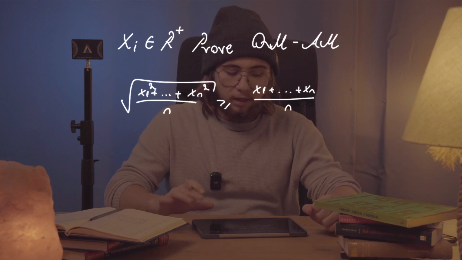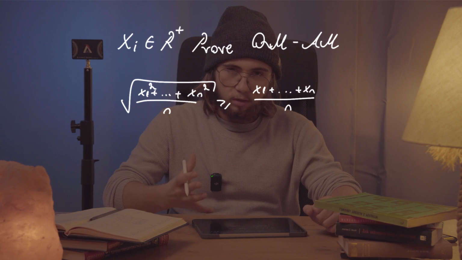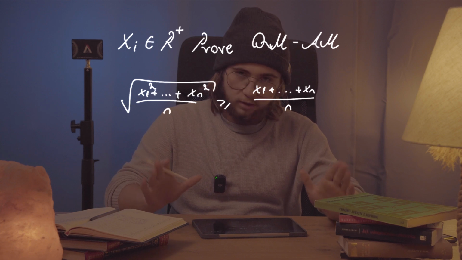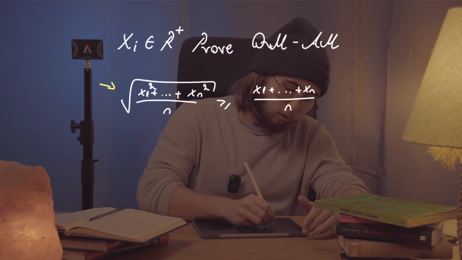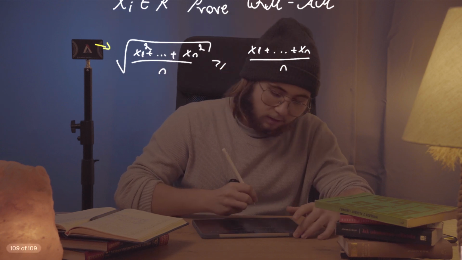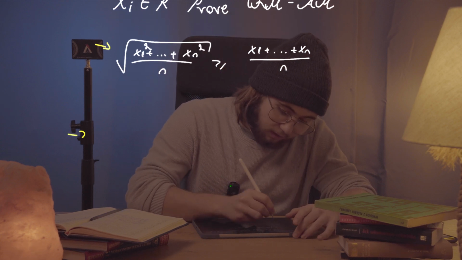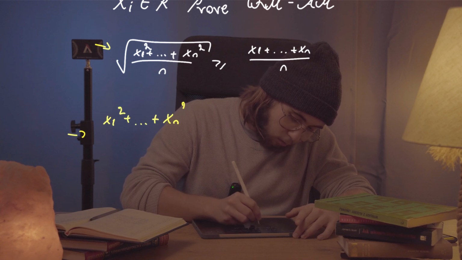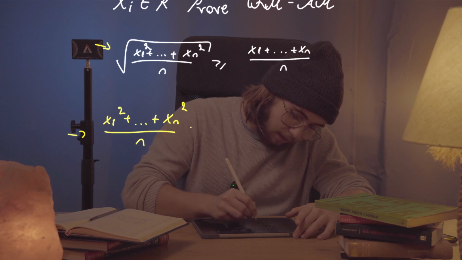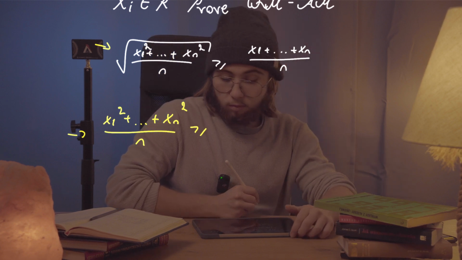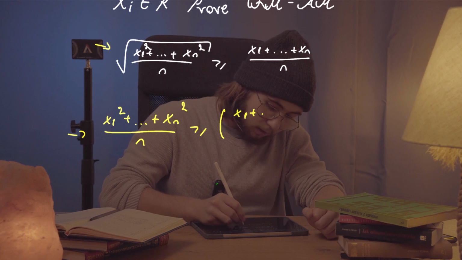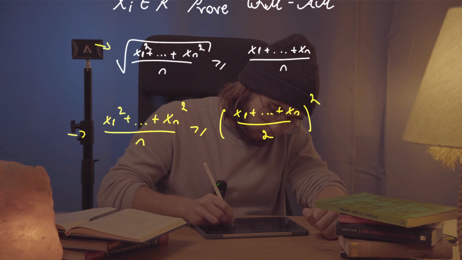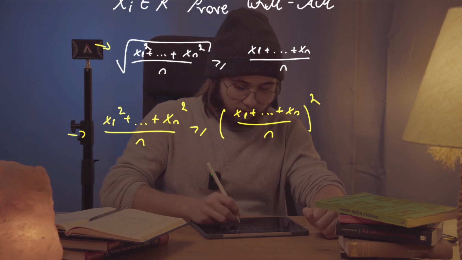I would like to use quite a similar trick to the one we used in the previous problem. So first of all, let's go on and square both sides so we get rid of this awfully looking square root right here. So doing that, what we'll get is here we will just have x1 squared plus all the way up to xn squared, everything divided by n. And the right hand side of this inequality is just the arithmetic mean, nicely squared. But now, oh sorry, I should have put n here.